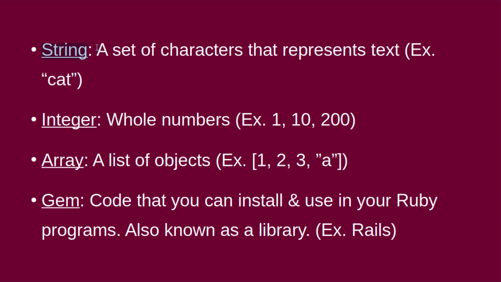So a string, you probably heard this term. It means a set of characters that represent text. Okay? One example I have here is cat, right? Cat is text, but text also includes numbers. So it could be cat 1, then with the number 1 after it, right?